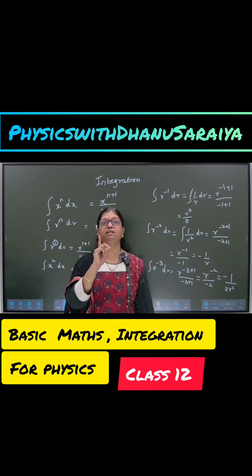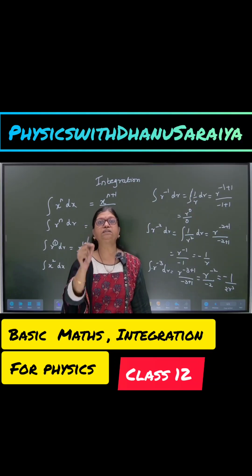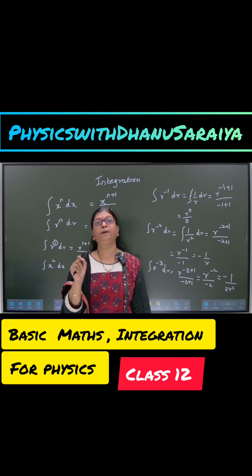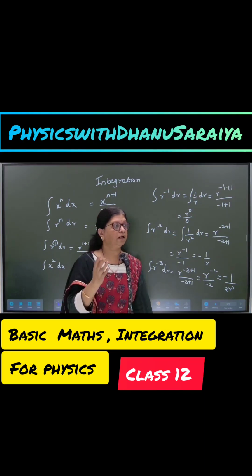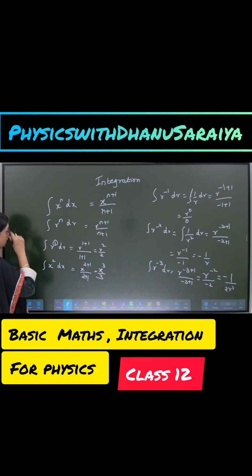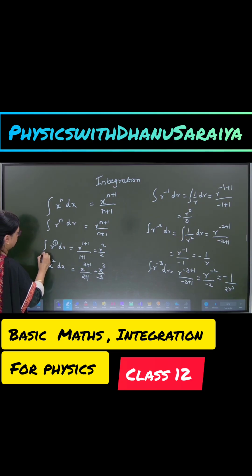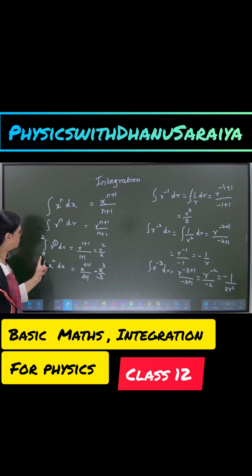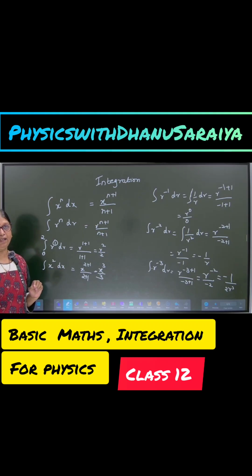Now, other than this, once the integration is over, I can even apply the limits. Now, what are the limits? What is the meaning of the limits? Suppose this limit is, I write it as 0 to 2. That means I am summing up from 0 to 2. Correct? I don't want the other values. I only want to sum up the part from 0 to 2 scale.